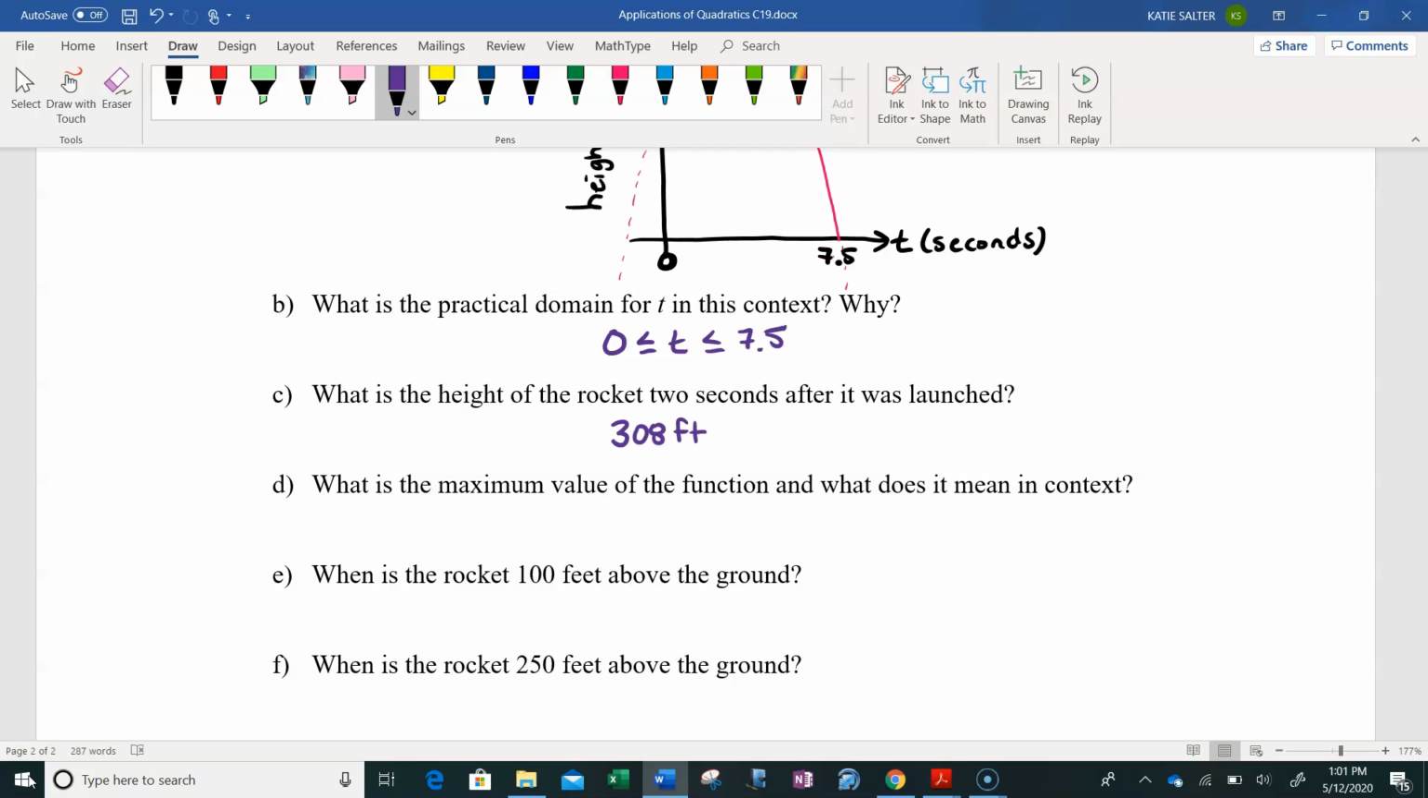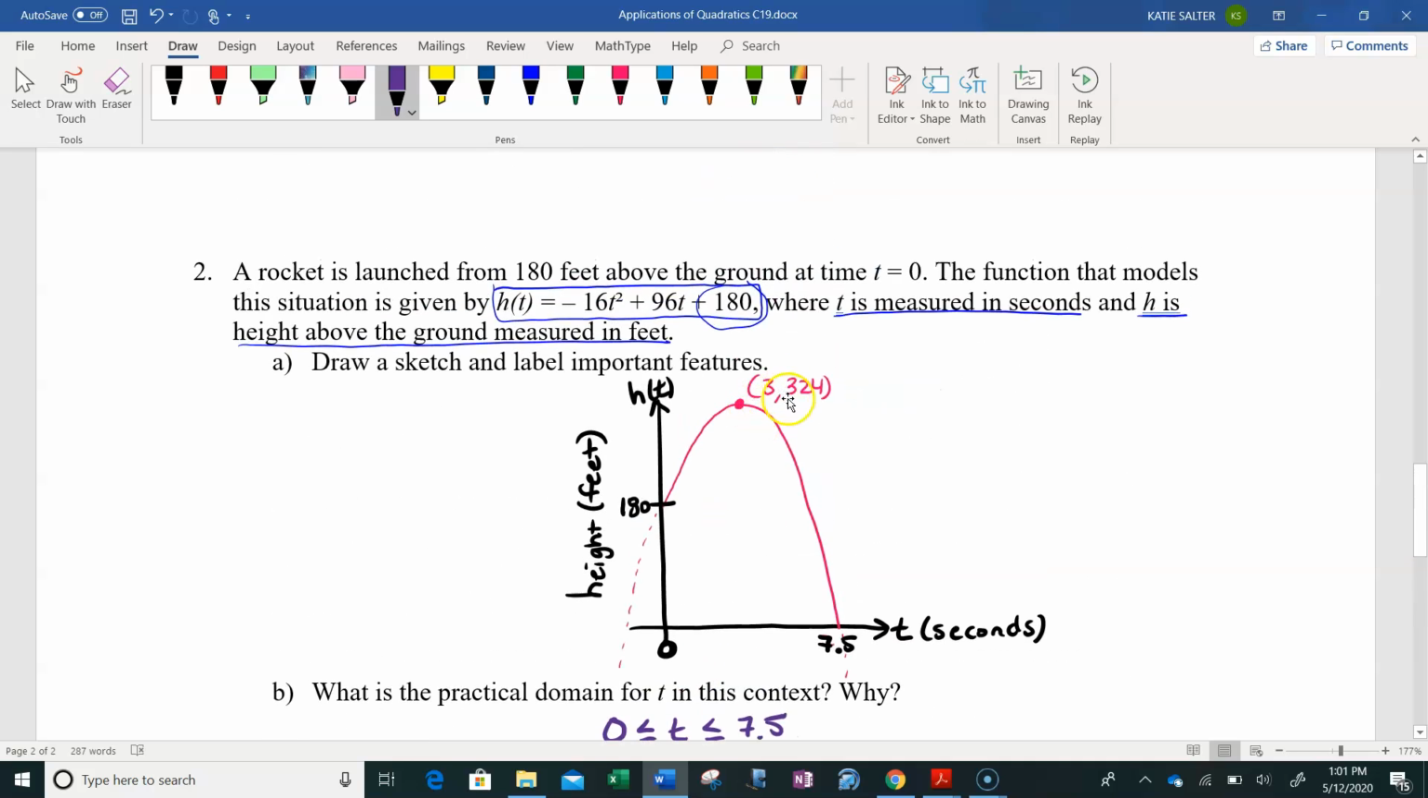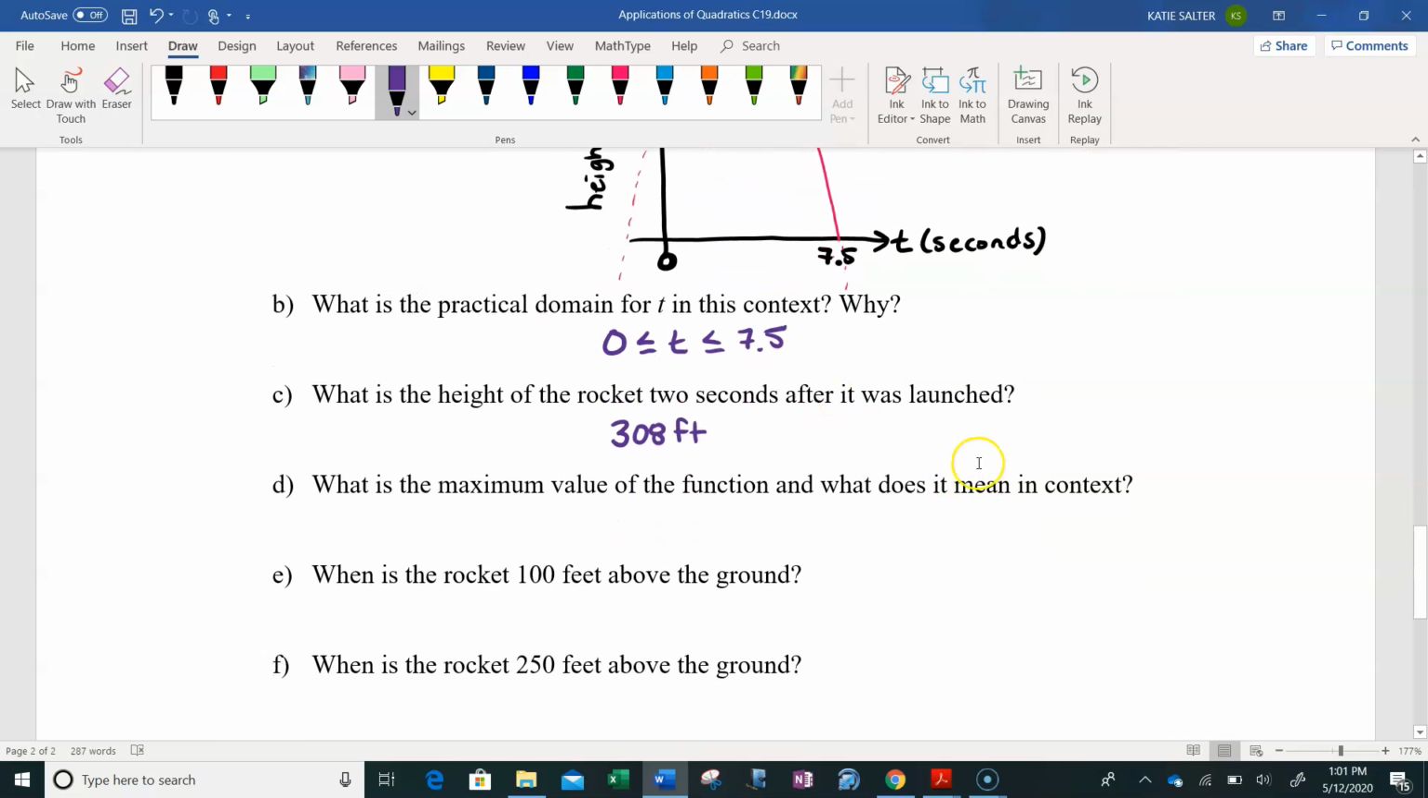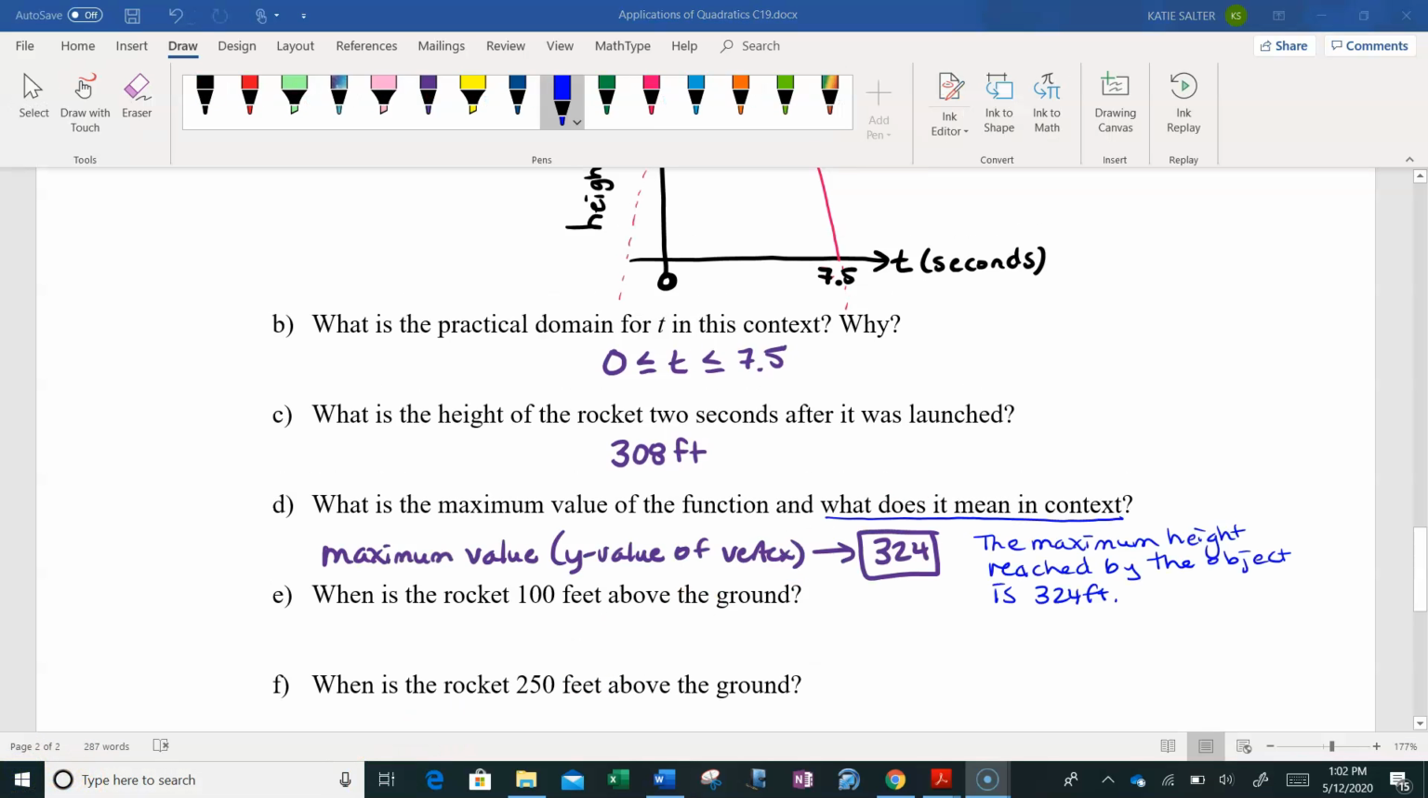What is the maximum value of the function and what does it mean in context? Well, guys, the maximum value of a function is always the y value of your vertex. If you have a parabola that opens upward, it would be the minimum value of the function. So the actual maximum value of the function is the 324. So what does that mean in context? It means the maximum height reached by the object is 324 feet.